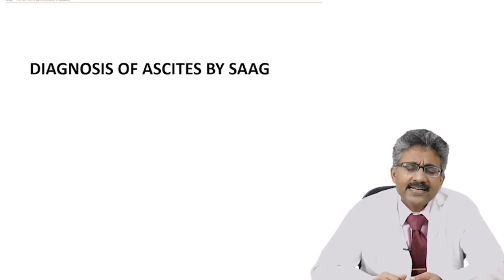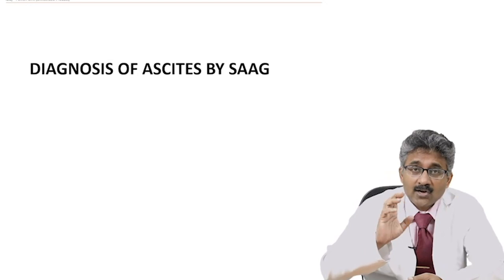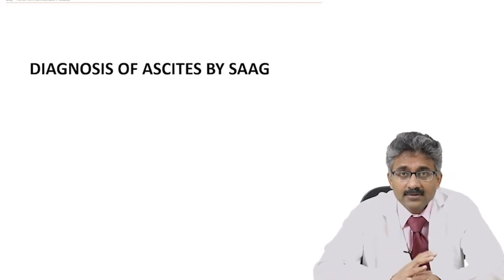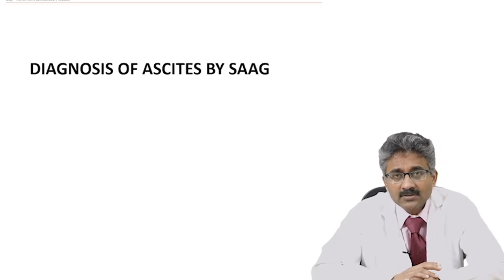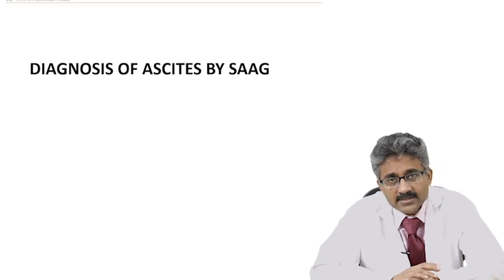What are the causes of ascites? In 84% of the cases, the cause of ascites is cirrhosis of liver. In another 10%, it could be malignancy with carcinomatosis, tuberculosis, pancreatitis, hypothyroidism, renal failure. They constitute the other percentage. The most common cause of ascites is cirrhosis.